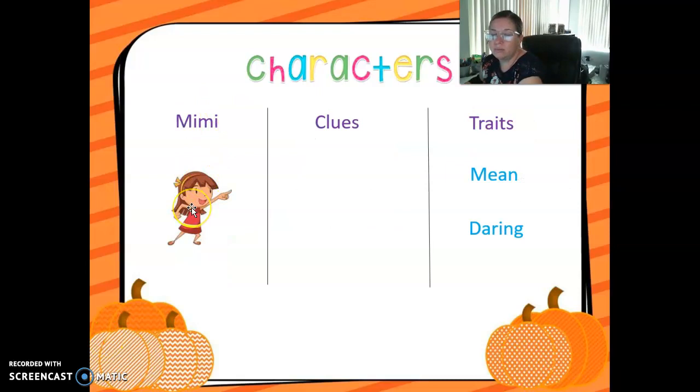What if Mimi was mean? What might be written in the story to show that Mimi was mean? I think it would be really mean if she was like, "Ha ha, Chester, that's what you get for climbing up so high. You're stuck." That would be really mean. That would show that Mimi is really mean. Daring, a clue might be Mimi ran to the tree and climbed up to that highest branch to grab Chester, even though she was afraid of heights. So that would show that she was daring.